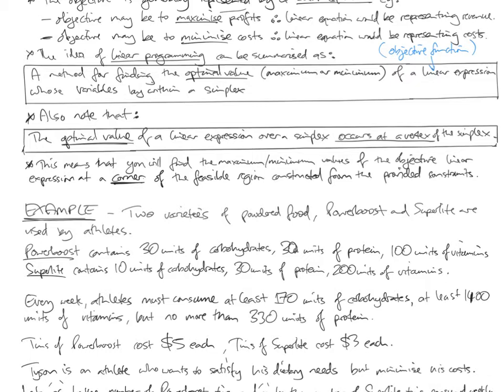Also note that, and this is where the simplex algorithm comes in, the optimal value of a linear expression over a simplex occurs at a vertex of this simplex. So the simplex algorithm basically states that if we set up a set of constraints and we've drawn a feasible region or a simplex, any objective function that we do is going to have an optimal value that's at a vertex of the simplex, which means that you'll find the maximum or minimum values of an objective linear expression at the corner of a feasible region. It's not going to be in the middle. It's going to be at one of the corners of the feasible region that we constructed with the provided constraints.